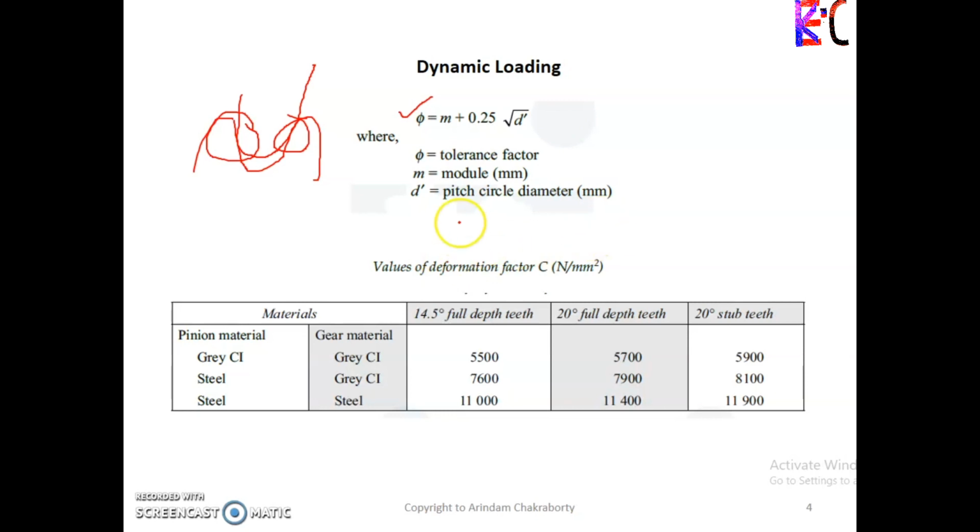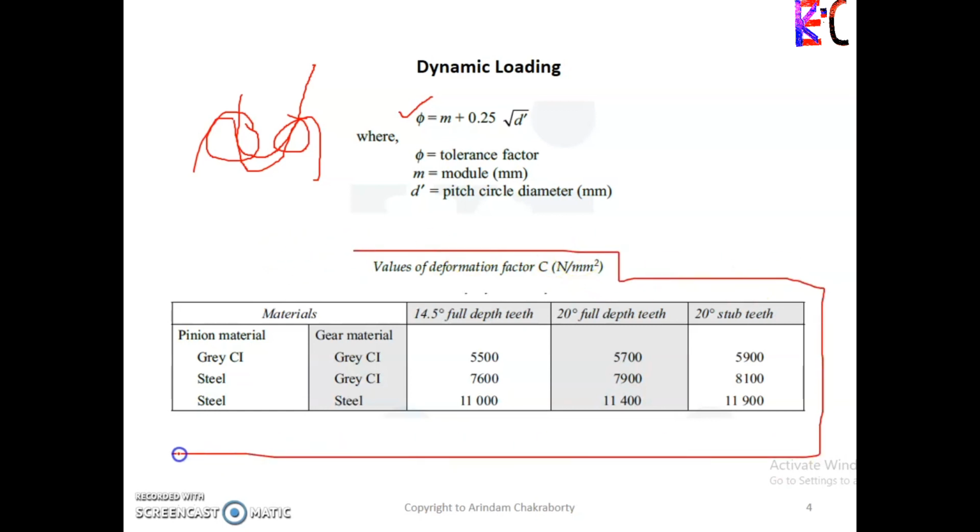D dash is the pitch circle diameter. For the pinion it will be dp dash. Okay, so it depends on the material, as well as the C value. The value of C can be calculated by using this one. This is the trial and error method by AGMA, again AGMA.